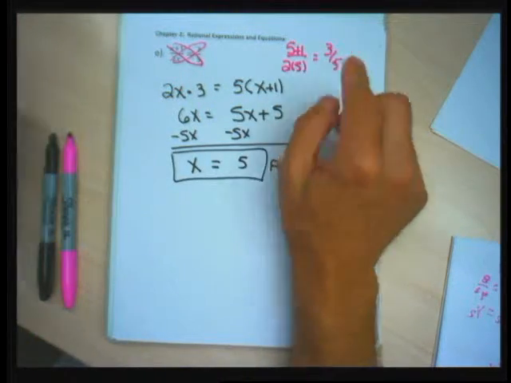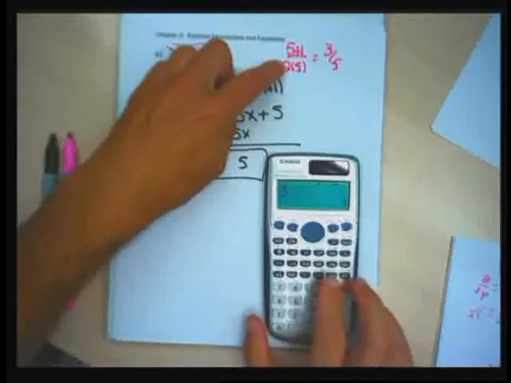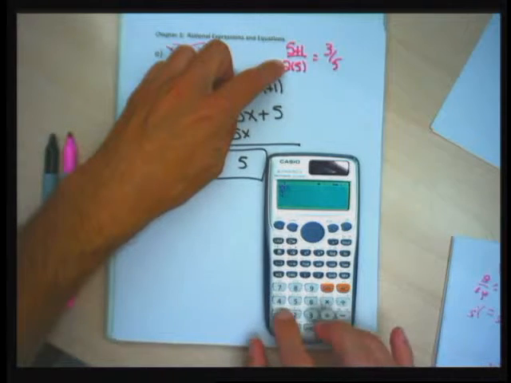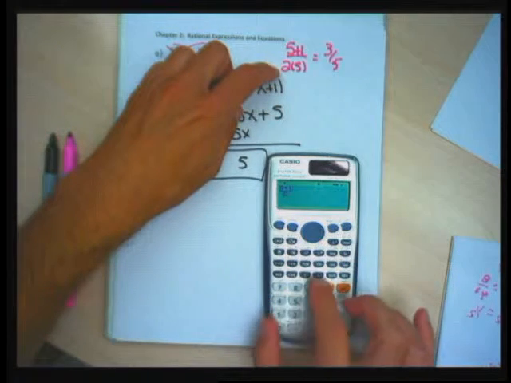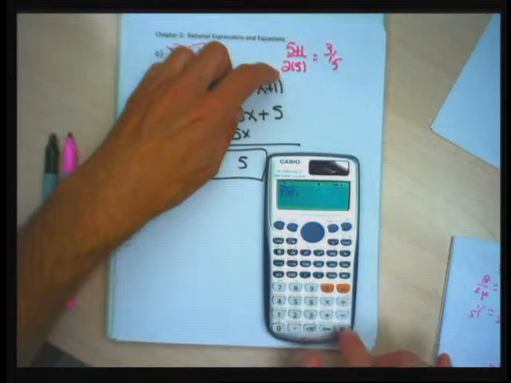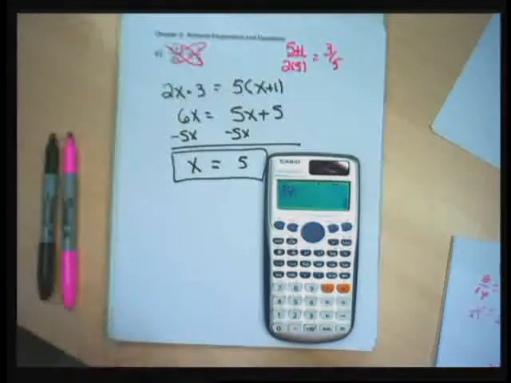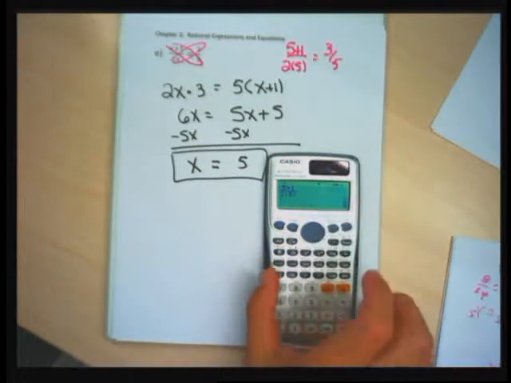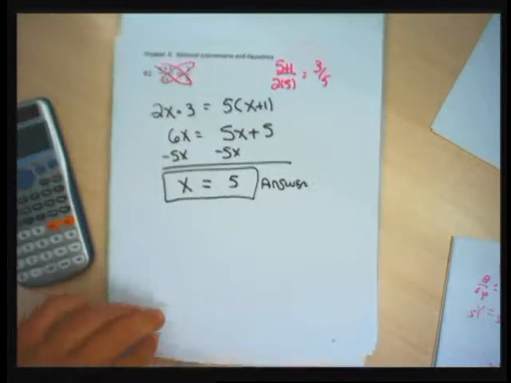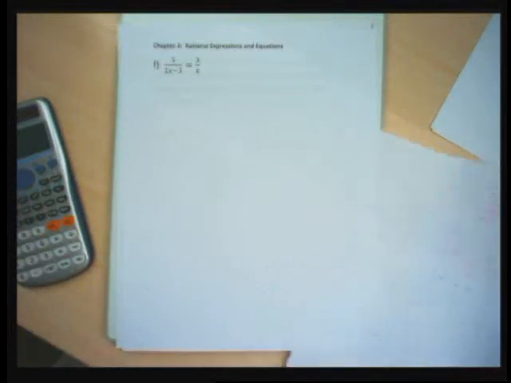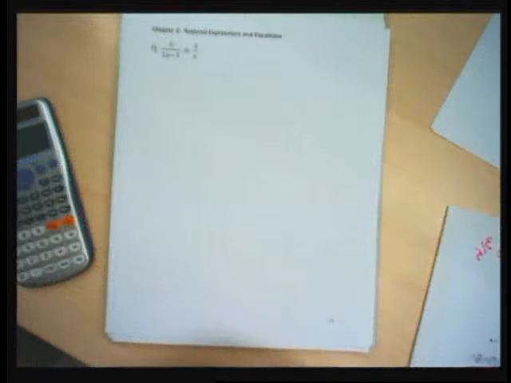I don't need to do that on my calculator. The left side, I'll use my calculator. I'm going to go 5 plus 1 over 2 times 5. And I get 3/5 equal to 3/5, so my answer is perfectly correct. Last cross multiplying problem, and then the word problems.